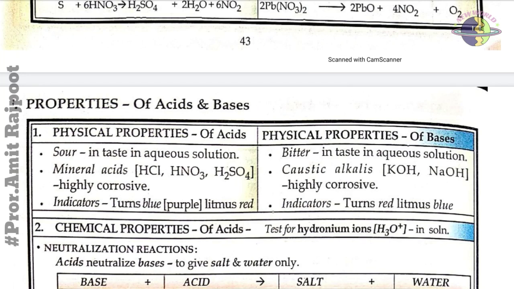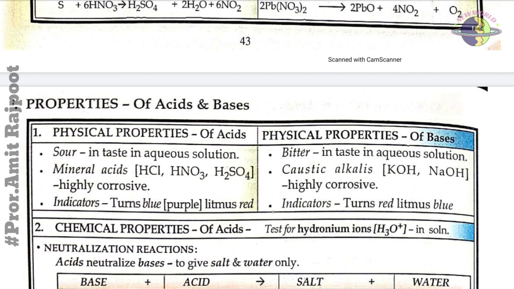Acids are sour in taste in aqueous solution, and physical properties of bases: they are bitter in taste in aqueous solution. Number 2, mineral acids, HCl, HNO3, H2SO4, are highly corrosive acids, which are properties of acids, and bases are caustic alkalis. Caustic alkalis, KOH and NaOH, are also highly corrosive.